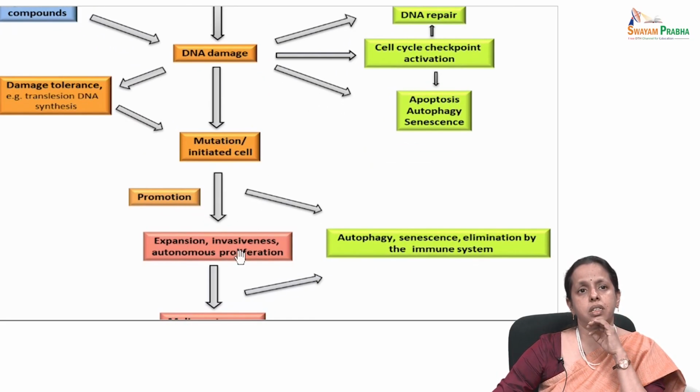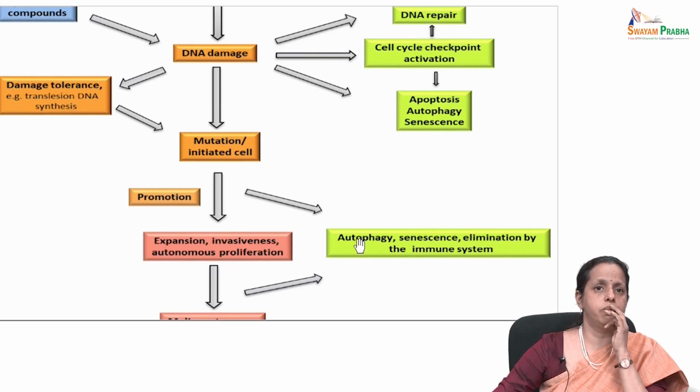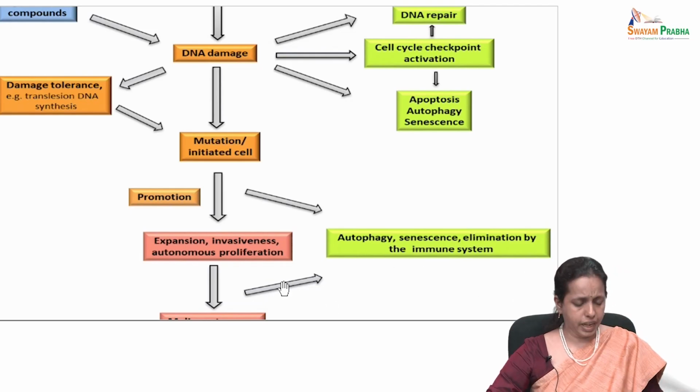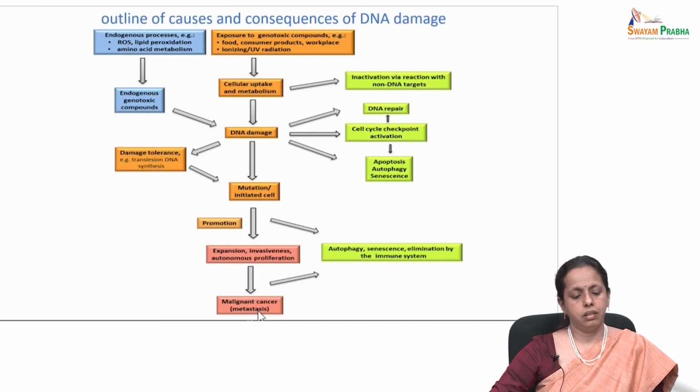The mutated initial cells will be expanding, invading, and will have an autonomous proliferation mechanism. And again, by means of your repair mechanisms, it could be eliminated by autophagy or by the senescence mechanism, or if it's not eliminated, it will lead to malignant cancer cells.